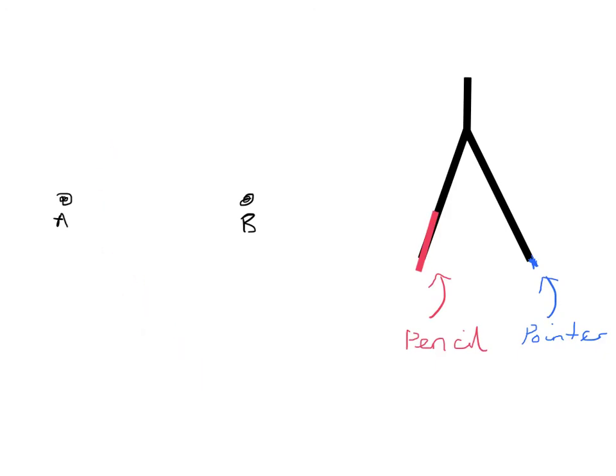Now, in this example, I'm going to draw the whole line, like this. I'm going to draw the whole thing. In reality, when you draw it, you only really need to draw these parts. But I'm going to draw the whole thing.